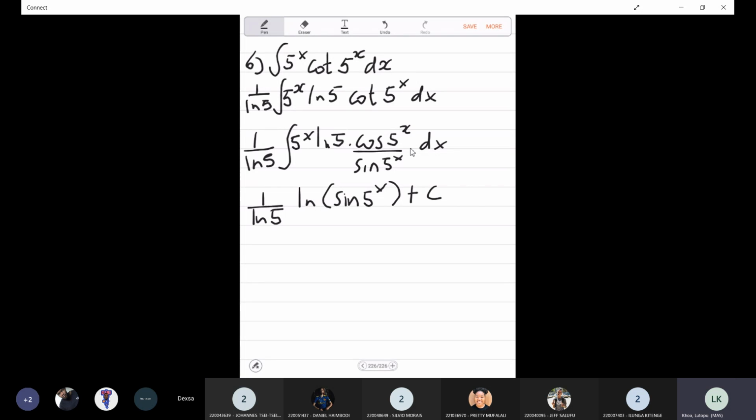Is it needed that you convert cot to cos and sine? Can't you just integrate and write cosec squared? Right, cosec squared. Are you saying that that's the derivative, right? Okay, I don't understand your question.